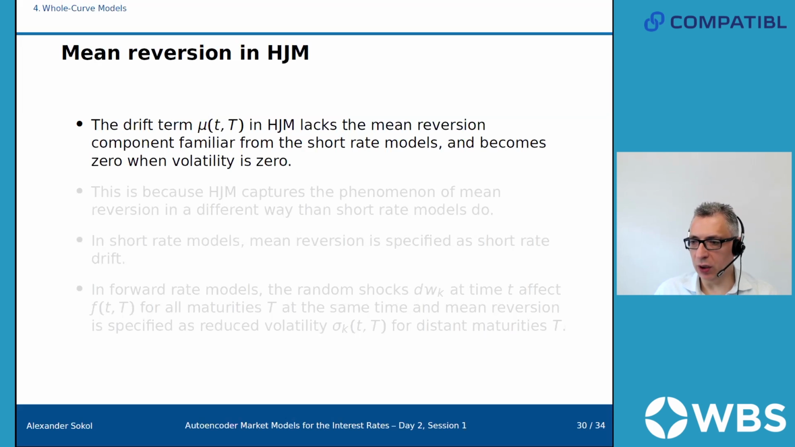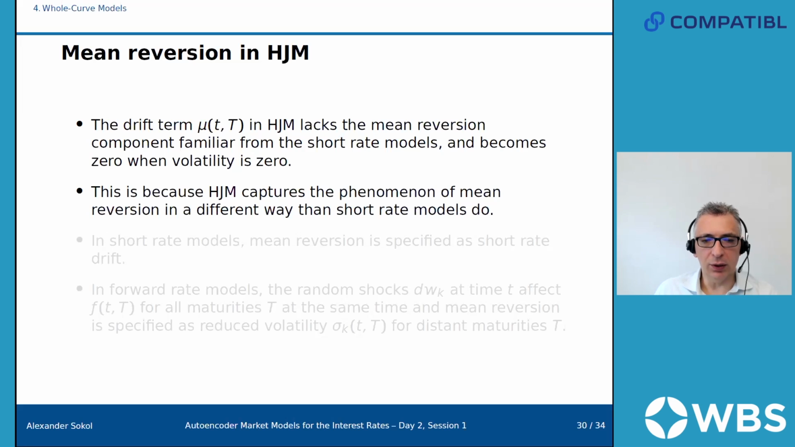Because if you don't have mean reversion, your rates will go to plus infinity, minus infinity, right? So interest rates move in a finite range, and mean reversion makes it so in the model. Well, the reason is that AGM actually does have mean reversion, but it captures it in a different way.